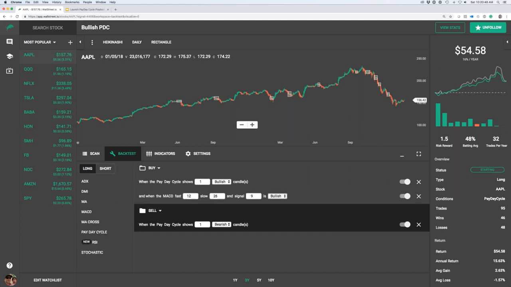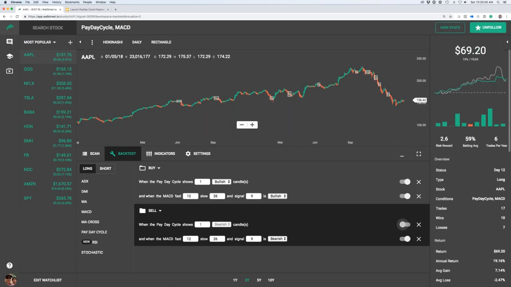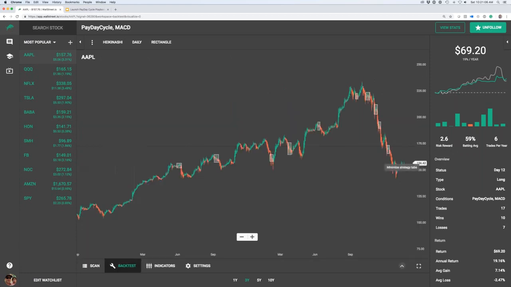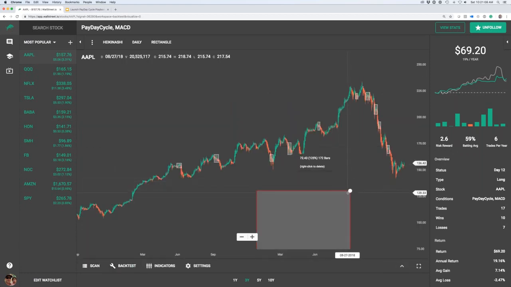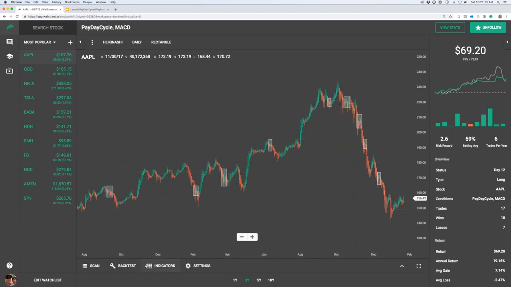I'm going to drag and drop MACD in there in both these areas. I'm now going to use the MACD for my sell condition. And basically, I want you to come over here and check out the results now of the strategy. We went from a 1.5 or 1.4 risk reward and a 40-something% batting average to a 2.6 risk reward and a 59% batting average. The reason that happened is because we have now eliminated a lot of these false starts.